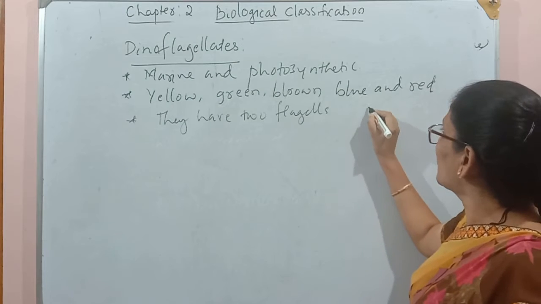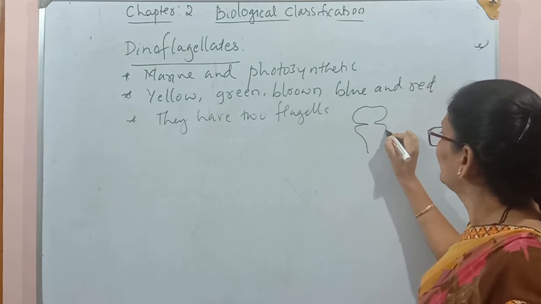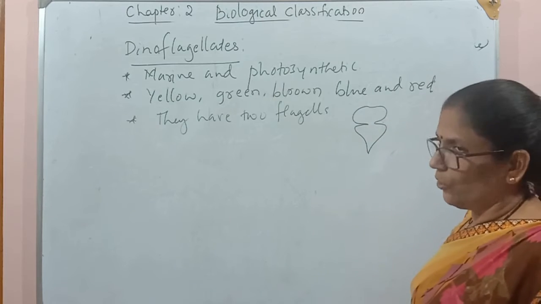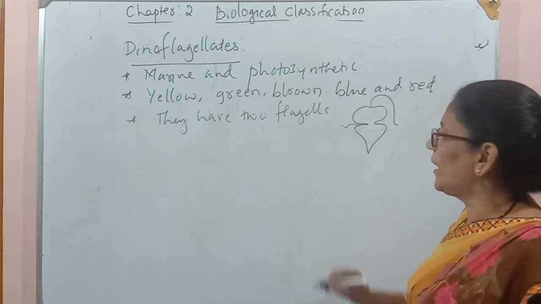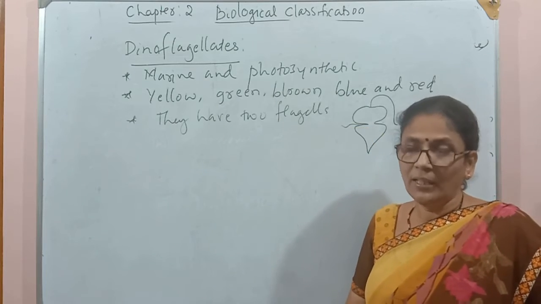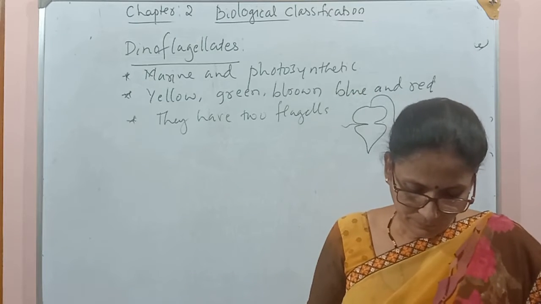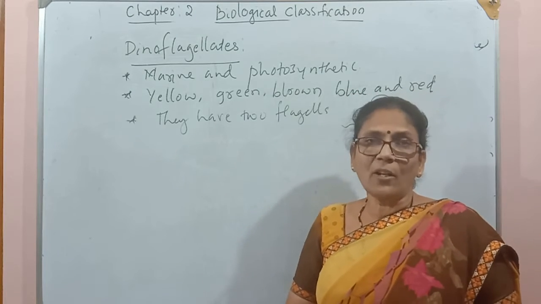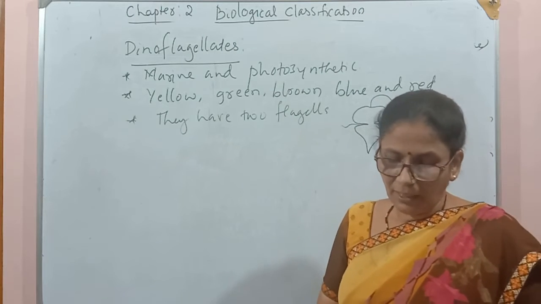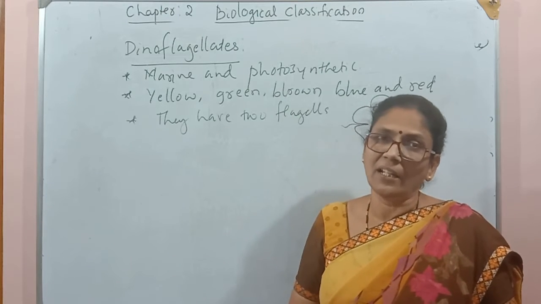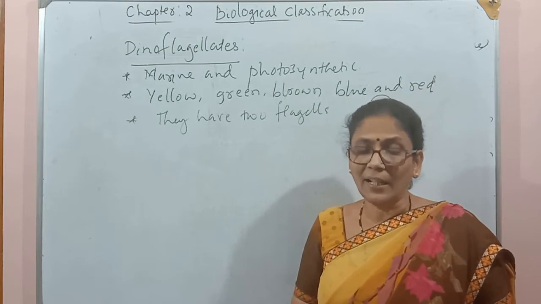The structure of a dinoflagellate is somewhat like this. This is the transverse groove. One flagellum is longitudinal, another one is transverse. That's why they are called dinoflagellates. When dinoflagellates undergo rapid multiplication, especially red dinoflagellates, it makes the sea red in color, which we call the red tide.